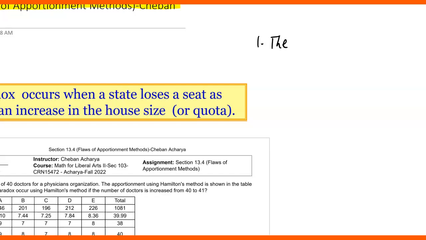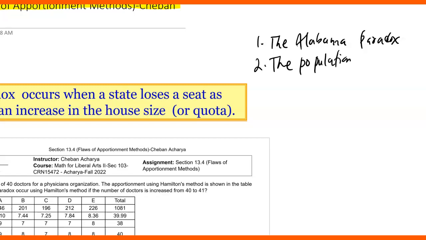The Alabama paradox. Number two is the population paradox. And number three is the new state paradox. Okay, the new state paradox.